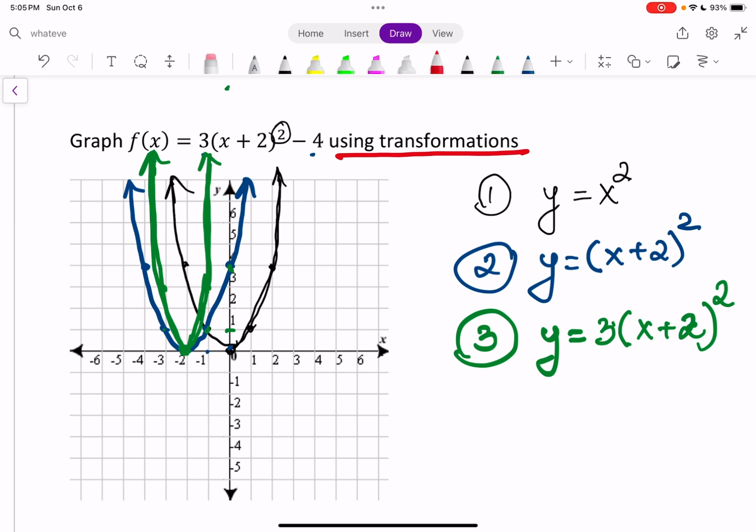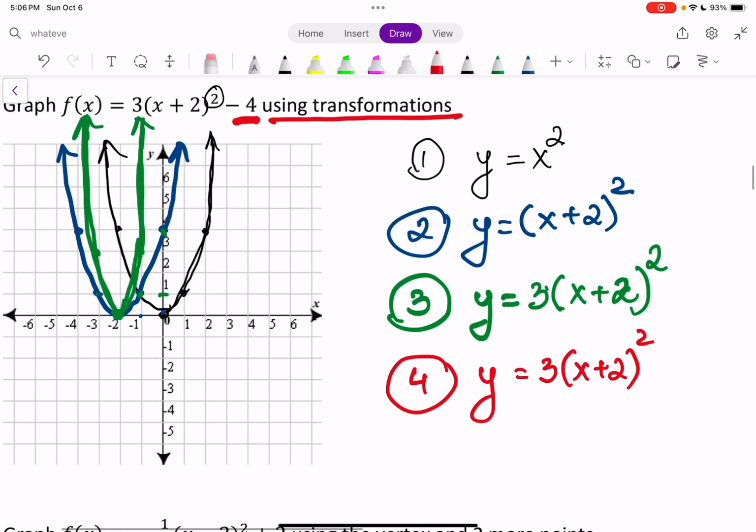Okay, and the last and final transformation is that I have a minus 4 subtracted from this function. So I'm taking the green graph from before, all those y values from before, and now I'm minusing 4 from them. So that simply means the graph is going to move down 4 units. So it's keeping its very stretchy shape, but it's moving down 4 units. Okay, so there it is.